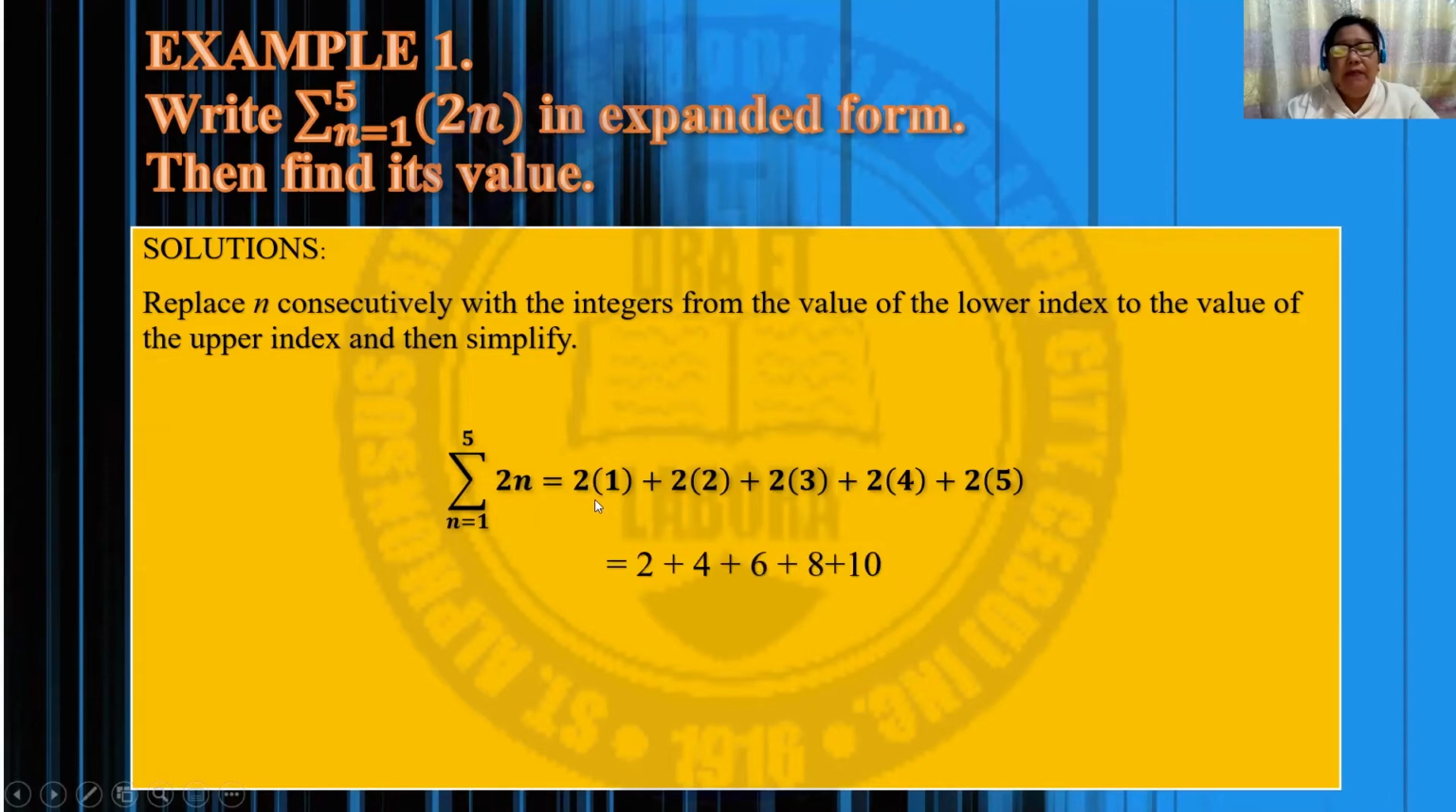And then simplify. 2 times 1 is 2, 2 times 2 is 4, 2 times 3 is 6, 2 times 4 is 8, 2 times 5 is 10. Which will give you the sum of 30. So the summation of 2n from n is equal to 1 to n is equal to 5 is 30.